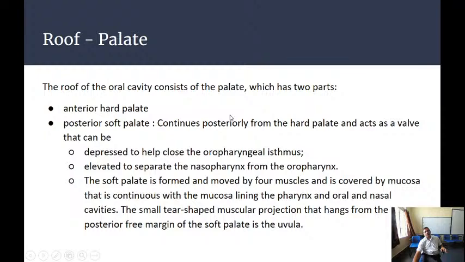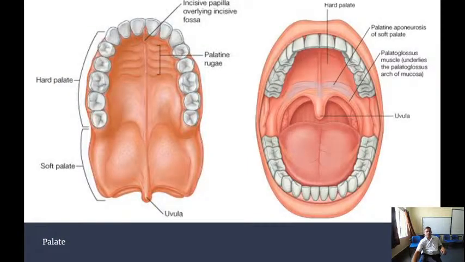Then the roof of the oral cavity is formed by the hard palate anteriorly, which is partly formed by the maxilla, and the posterior one-fourth is formed by the palatine bone. And to the posterior margin of the palatine bone, the soft palate is attached. Okay, this is the soft palate. And the palatoglossus muscle forms the posterior end of the oral cavity. And beyond that is the oropharynx.